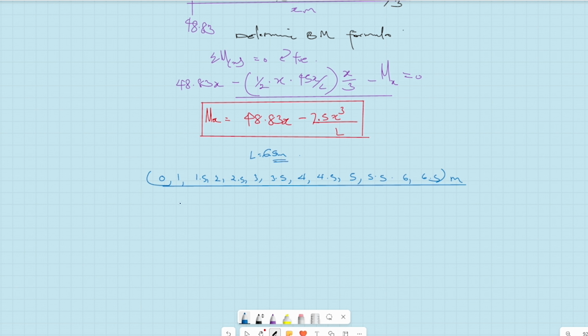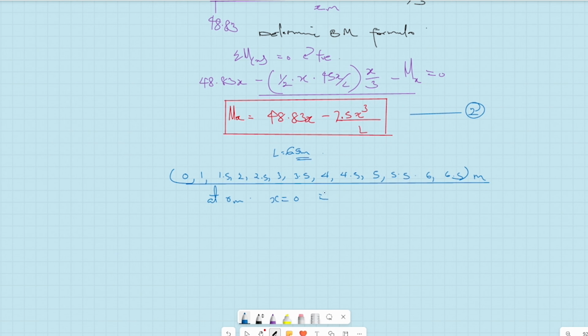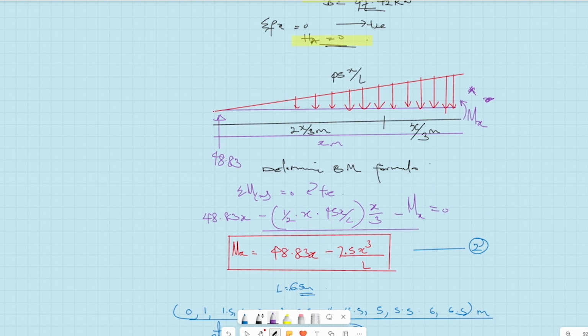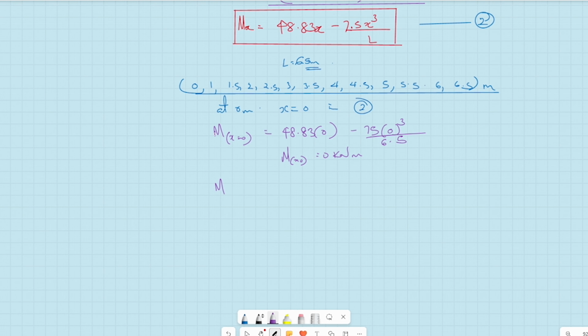So if I say at 0 meter, let's substitute x is equal to 0. Let's call this equation 2. In equation 2, M at the distance x is equal to 0. So your bending moment is actually 0 around somewhere here at M. So we've done for 0. Let's do for 1. X is equal to 1.